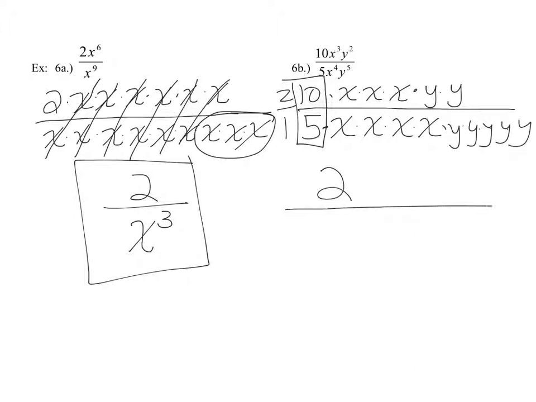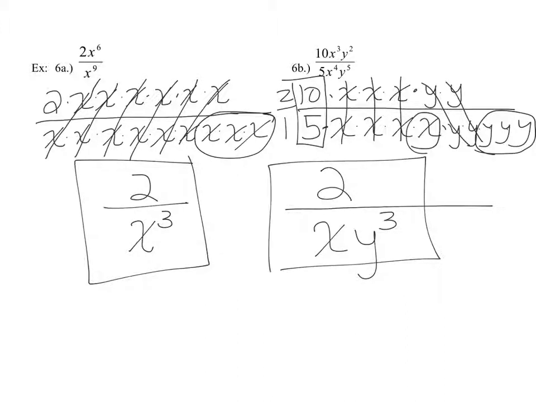And so now we can cancel out my x's. So I cancel out 3 total x's, and I cancel out 2 total y's. So I have no variables on the top, but I have 1 x left over at the bottom, and I have 3 y's left over on the bottom. So that's 2 over xy to the third.